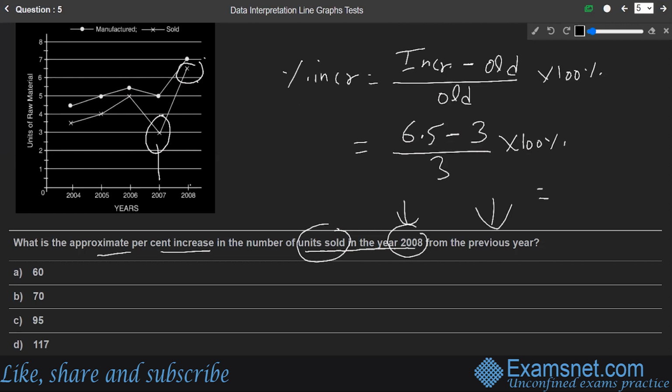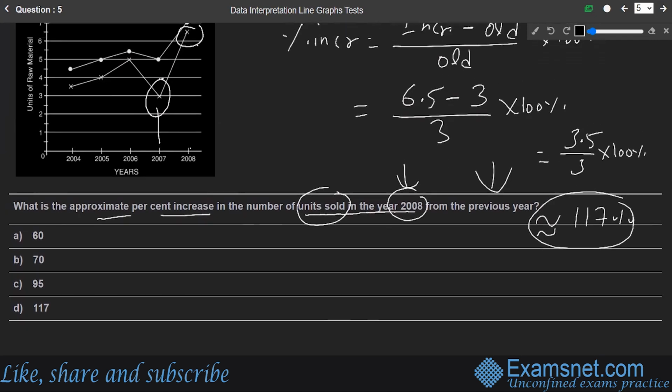So if we solve this, it comes out to be 3.5 over 3 into 100%. If we solve this further, it is approximately equal to 117%. Let us see which option contains this. It is in option number D. So that is the right answer, 117%.